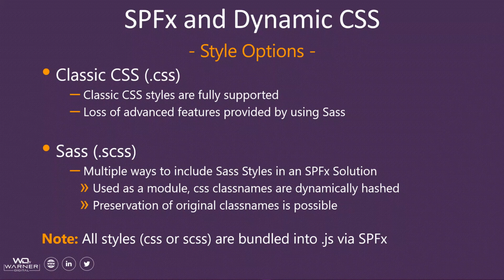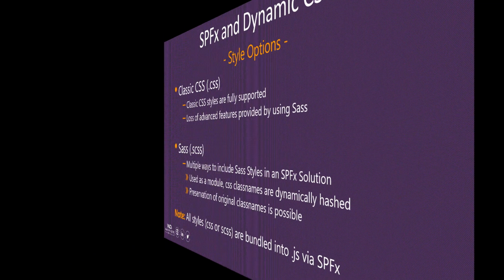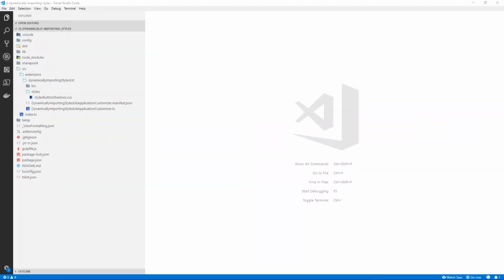So now that we have a basic understanding of the style options that are available to us, let's jump over into Visual Studio Code and see how we can actually implement the importation of these different options. For this demo, I've started out by creating a basic SharePoint Framework application customizer extension. Now, the concepts that you're going to see in this demo are applicable to all the various types currently available within the SharePoint Framework, whether it's an extension or web part.